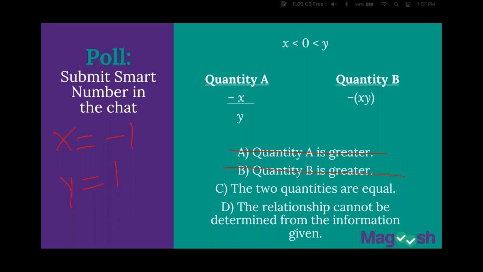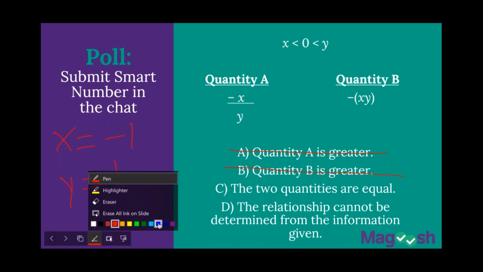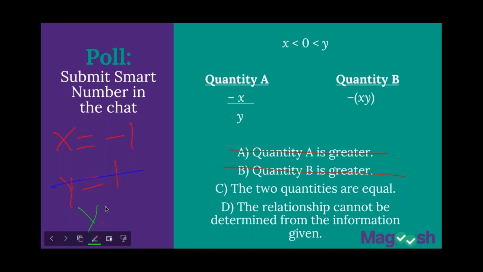A lot of us have submitted -1 and 1 the first time around. Let's just make a simple change here. Instead of using y equals 1, let's go ahead this time and use y equals 2. I want you to take about 30 seconds to retest again, and then we'll launch a poll to collect the answers.